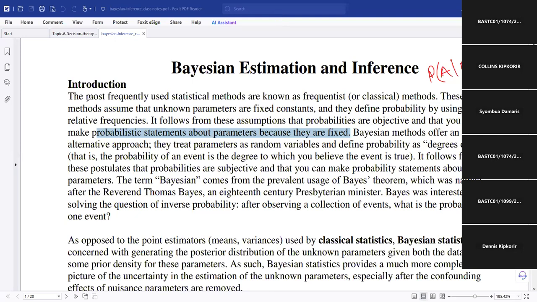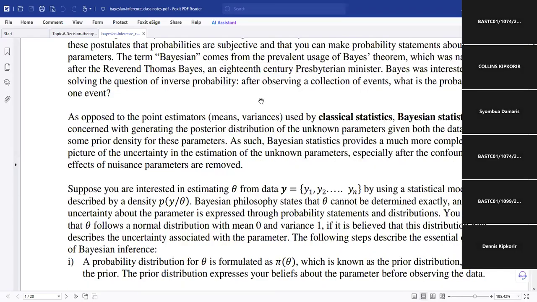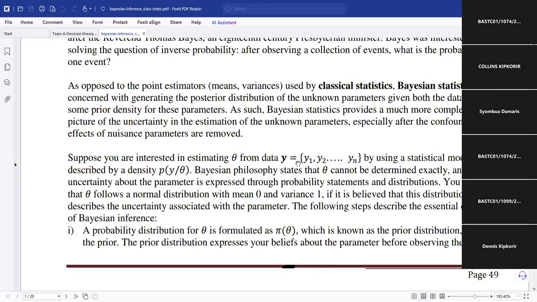Moving on here to theta. Now we are seeing that as opposed to point estimators, which are the mean and variances that are used in classical statistics, whatever is used in Bayesian statistics is concerned with generating the posterior distribution of unknown parameters, given both the data and some prior density of these parameters. As such, Bayesian statistics provides a much more complete picture of the certainty in the estimation of the unknown parameters, and especially after the confounding effects of the nuisance parameters are removed.